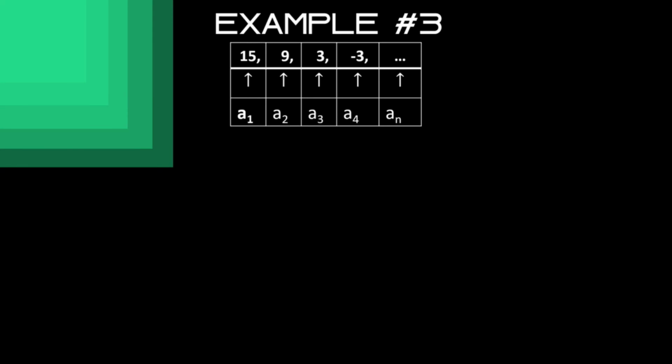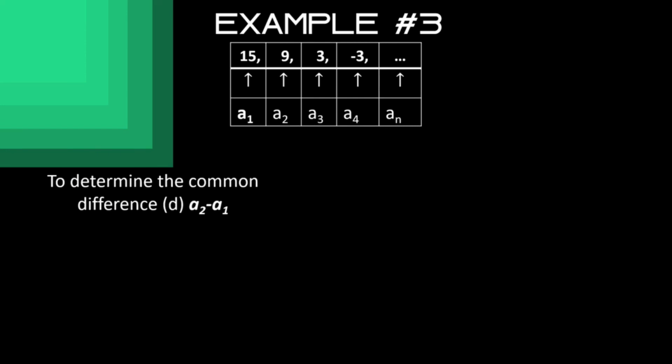From the sequence of 15, 9, 3, and negative 3, our a sub 1, or our first term, is 15. Our second term, or a sub 2, is 9. Our third term is 3. Our fourth term is negative 3.